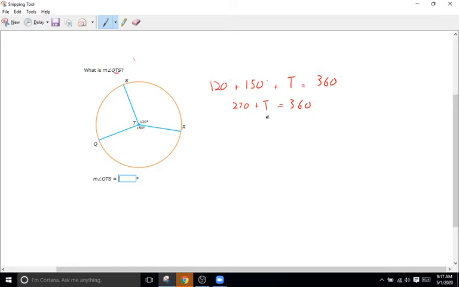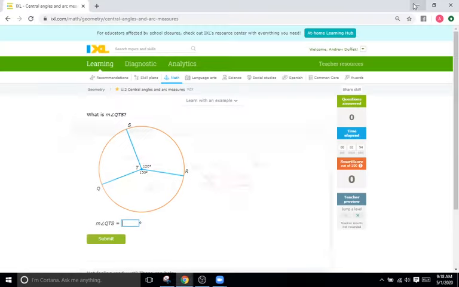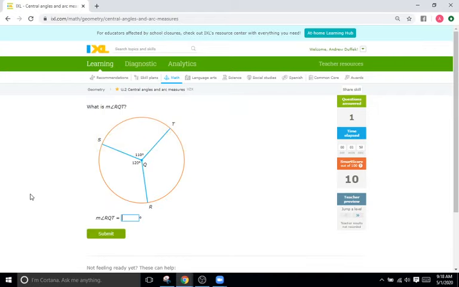Now to get T by itself, we're going to get rid of the 270 degrees. So we'll subtract both sides. It cancels out to 0. Then we have T equals 360 minus 270, which is 90. So it's going to be a 90 degree angle right there. So we're going to go back to this problem, type in 90, and that is going to be correct.